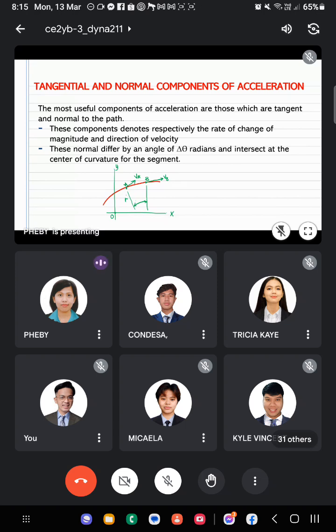So, kunwari, ang kanyang initial is yung point A papunta sa point B. So, sa point B, this is r prime na, no? And yung kanilang difference or yung kanilang intersect will be theta or delta theta or radian.